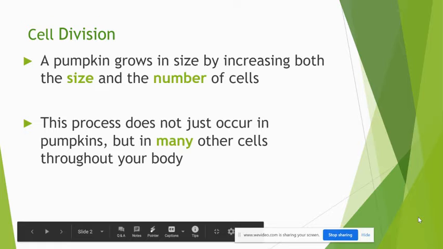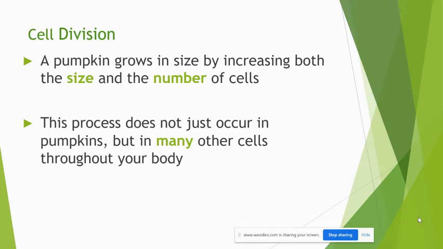So, cell division, think about when a pumpkin grows in size, and you see like during fall and hay rides and all of that stuff, you see how big pumpkins can get. They are increasing in the size of the cells as well as the number of cells. So this doesn't happen in just pumpkins. It actually happens in many of the other cells throughout your body. Not all of our cells do this and grow and divide, but there are quite a few that do.